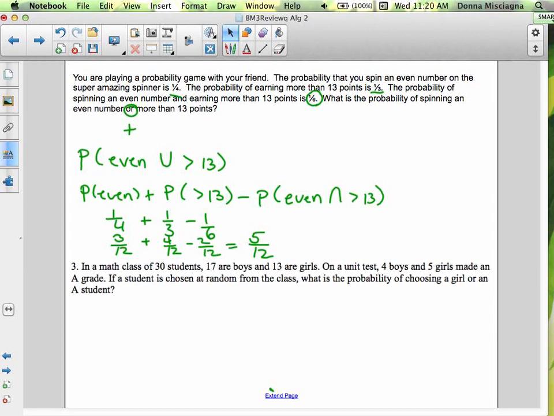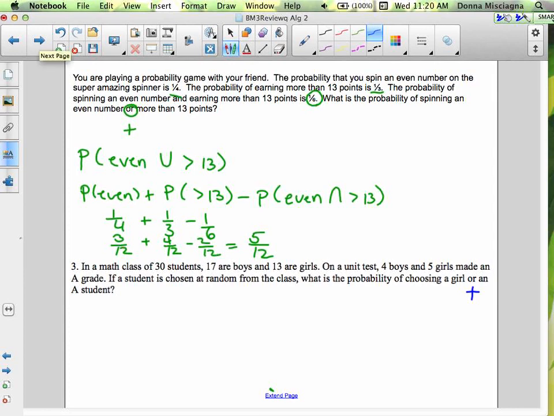In a math class of 30 students, 17 are boys and 13 are girls. On a unit test, 4 boys and 5 girls make an A grade. If a student is chosen at random from the class, what's the probability of choosing a girl or an A student? All right, we see or, that is addition.